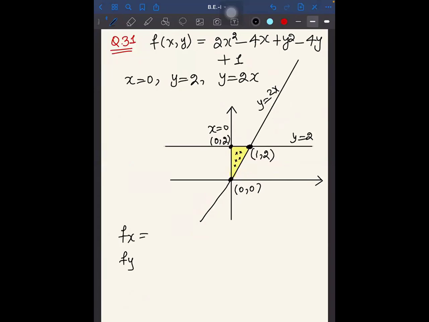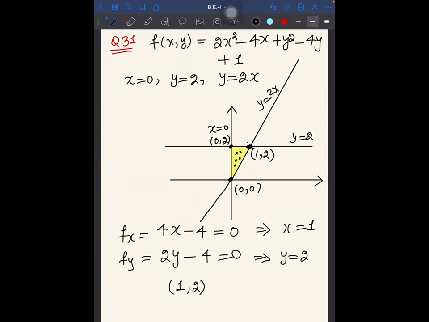So fx would be what? 4x minus 4. That's it. And what is your fy? That is 2y minus 4. That's it. So your x is 1 and your y is 2. So we get the same point. That means same as the corner, f(1, 2).